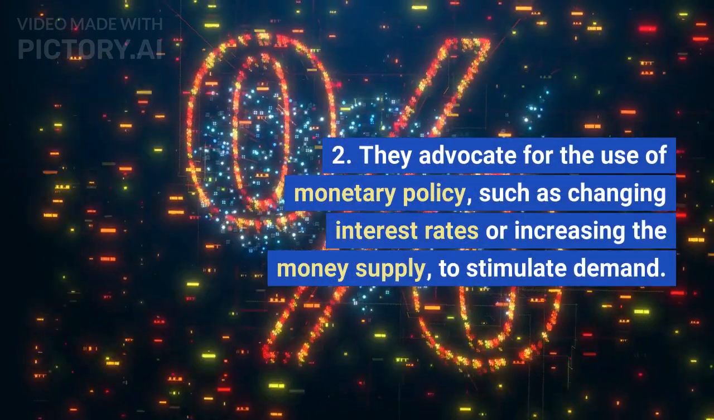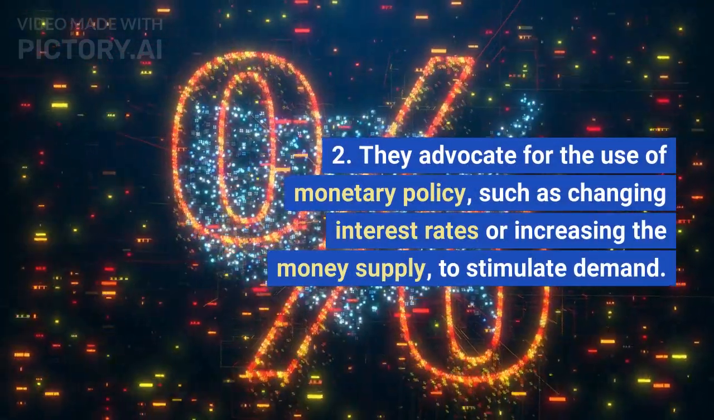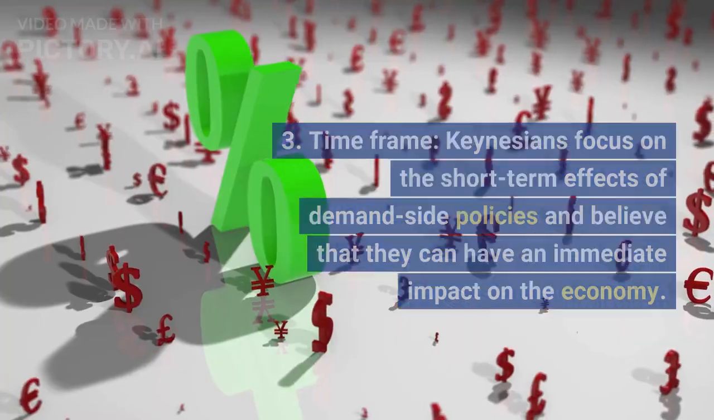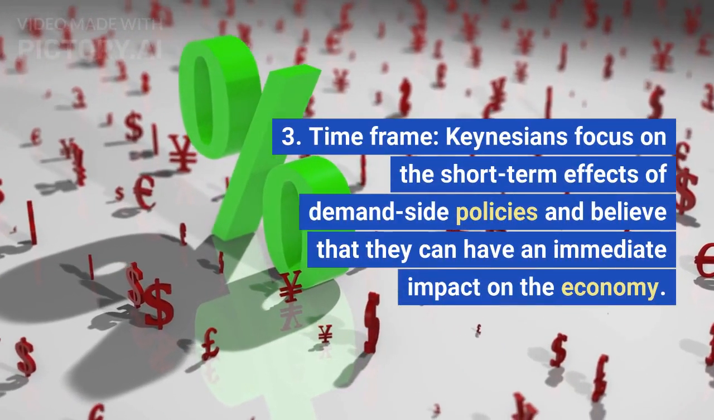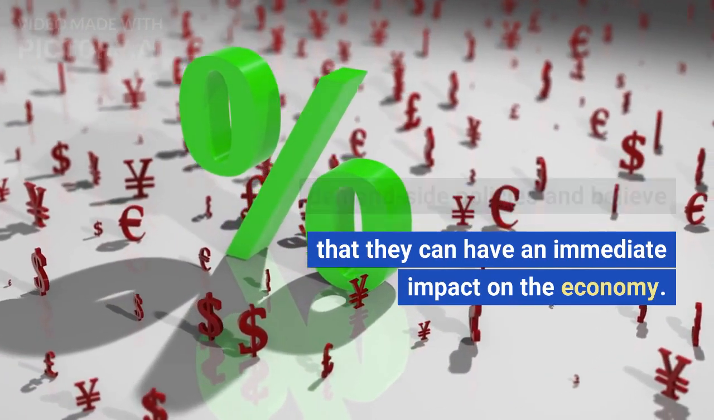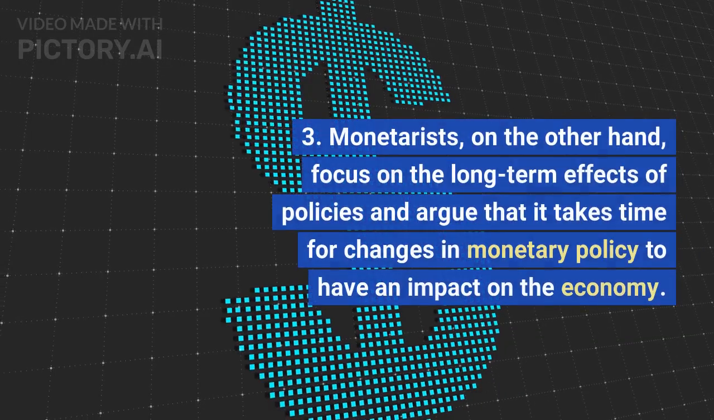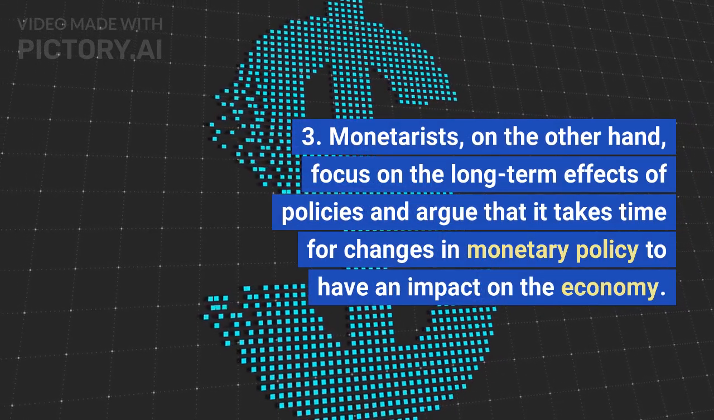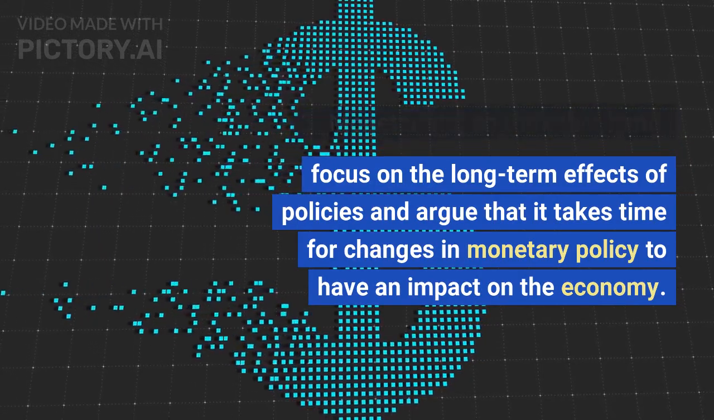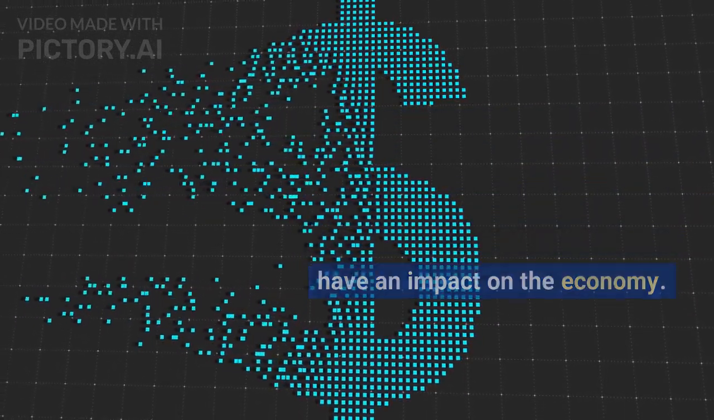They advocate for the use of monetary policy, such as changing interest rates or increasing the money supply, to stimulate demand. 3. Time frame. Keynesians focus on the short-term effects of demand-side policies and believe that they can have an immediate impact on the economy. Monetarists, on the other hand, focus on the long-term effects of policies and argue that it takes time for changes in monetary policy to have an impact on the economy.